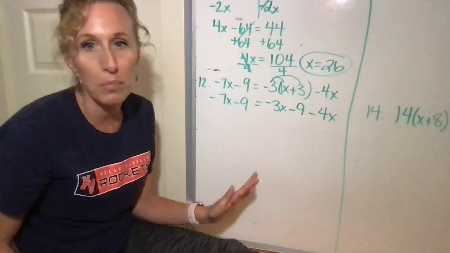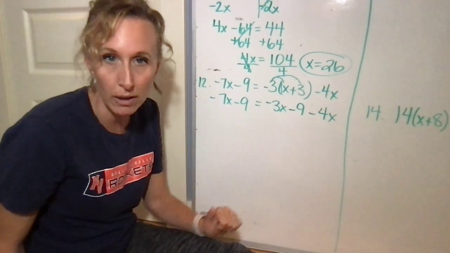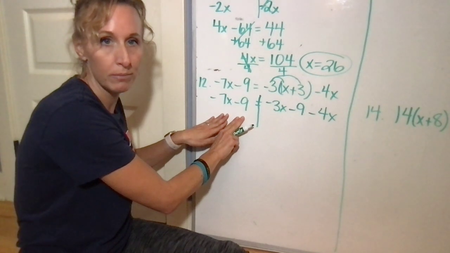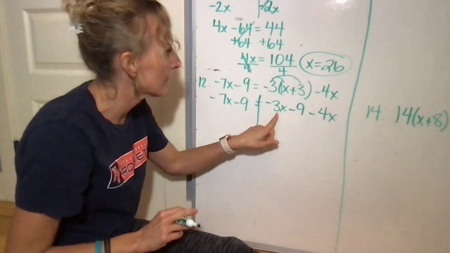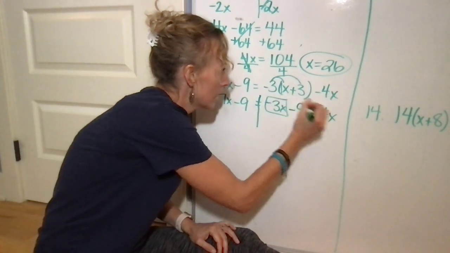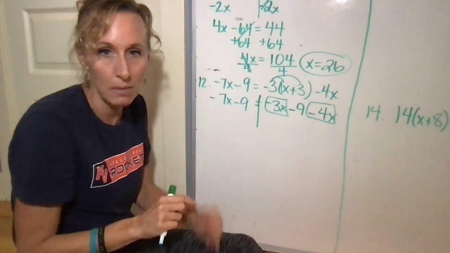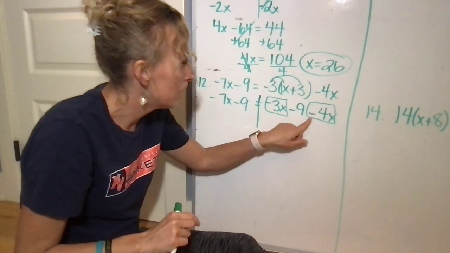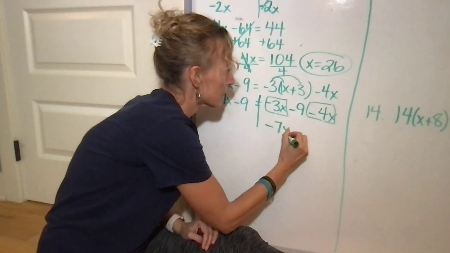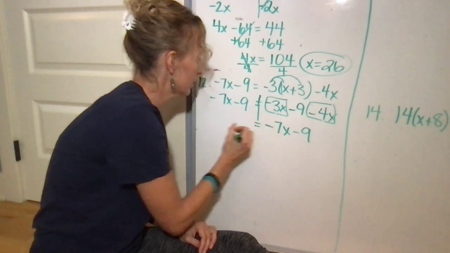Okay, so we got rid of parentheses, but we still have 1, 2, 3 variables, okay? So let's split it up. This side only has 1, right? So nothing to combine. Let's put these together first. So negative 3x minus 4x. Let's combine that. Negative 3 minus 4 gives us negative 7x. Bring down minus 9, okay? And then put our equal sign down.